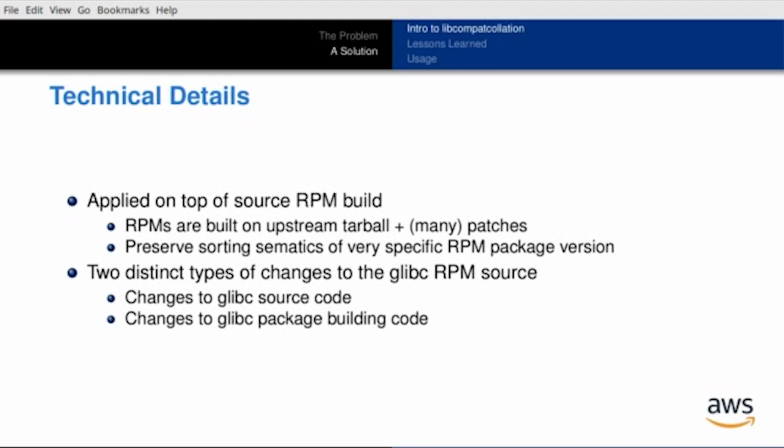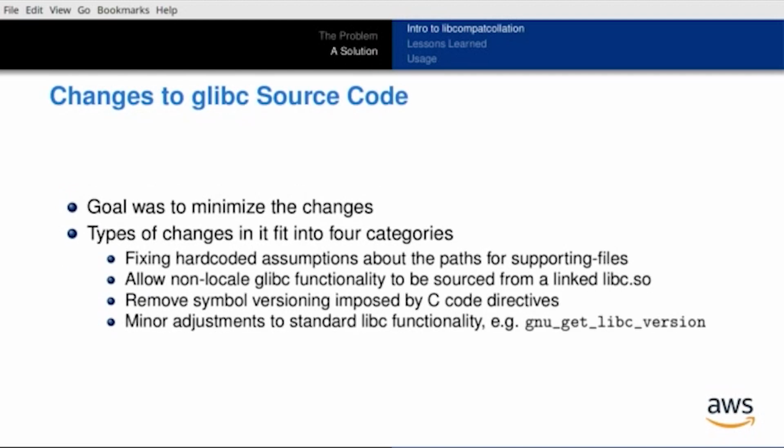The changes that were made are kind of in two broad buckets. There are some changes to glibc source and some changes to the package building code. The goal was to minimize those changes. I wanted to be able to reason about, when I look at this patch, be reasonably sure I wasn't breaking something, right? The types of changes kind of break down further into four categories.